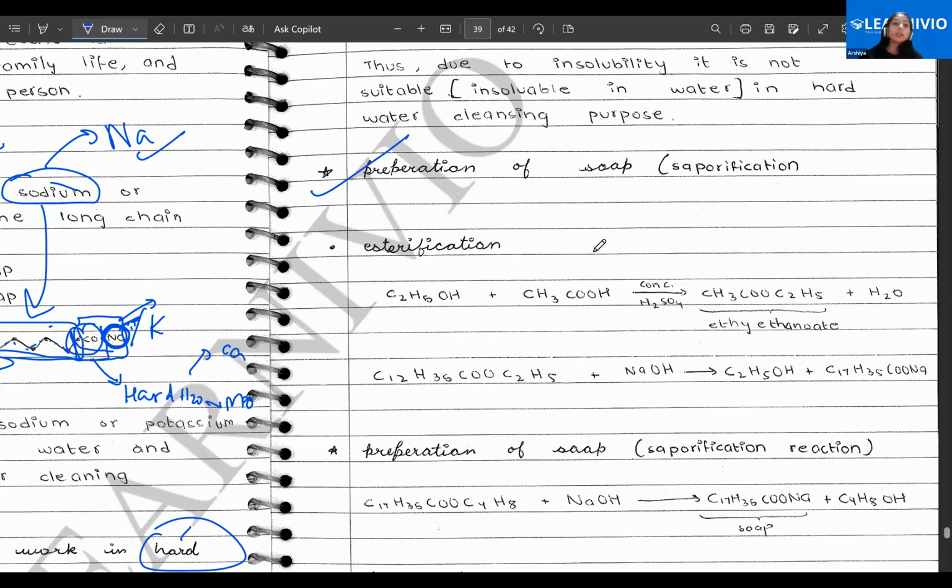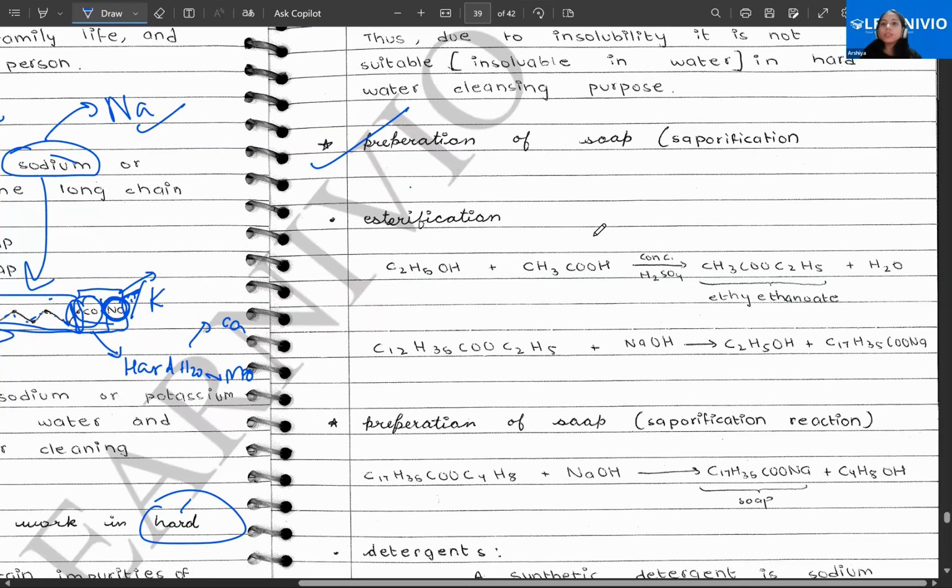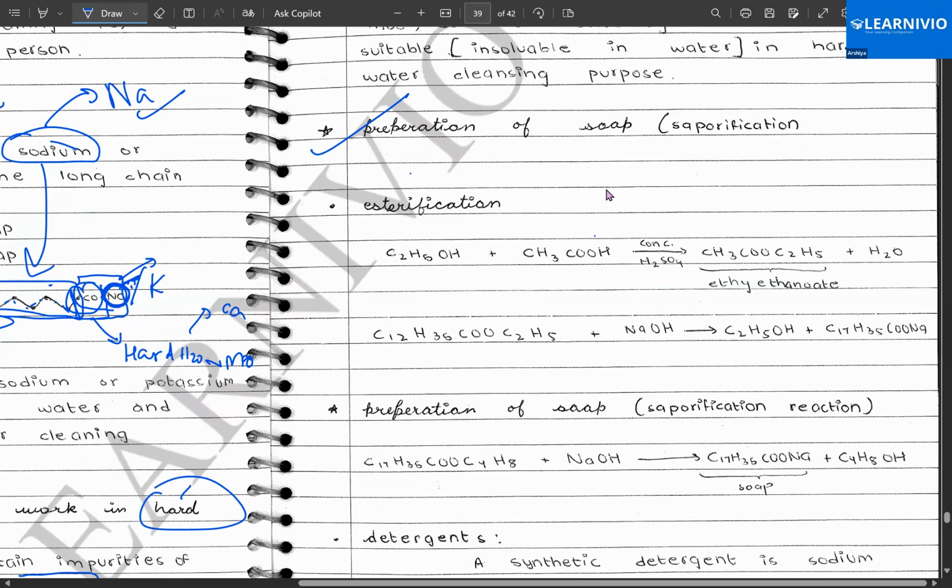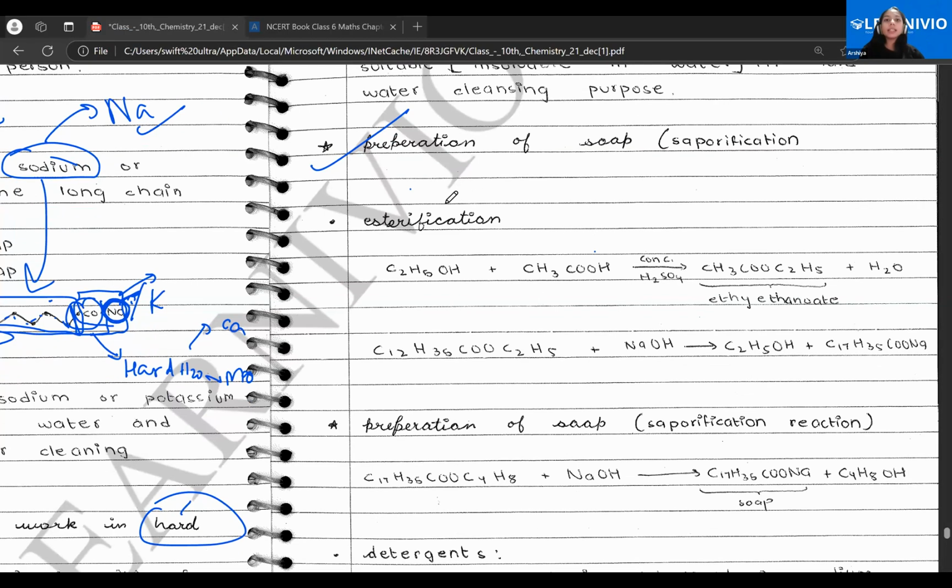Hard water is easily found in the sea, ocean, rivers, all those waters. Those are hard water only. They contain salts of different metals, right? Basically, the water that contains metal impurities is hard water only.